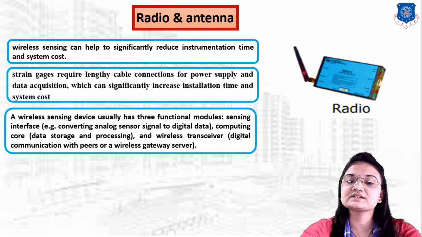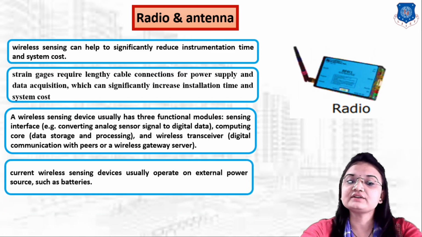So a wireless sensing device usually has three functional modules. The first one is the sensor interface, the second one is the computing core, and the third one is the wireless transceiver. The sensing interface converts the analog sensor signal to digital data form. Then the computing core stores and processes the data. And the third one is the wireless transceiver.